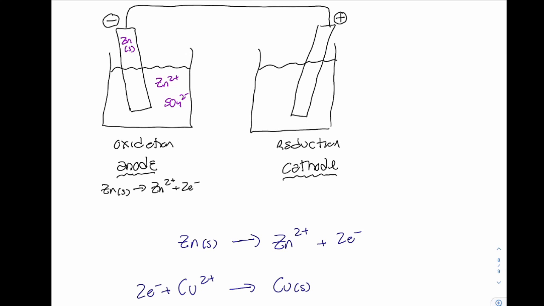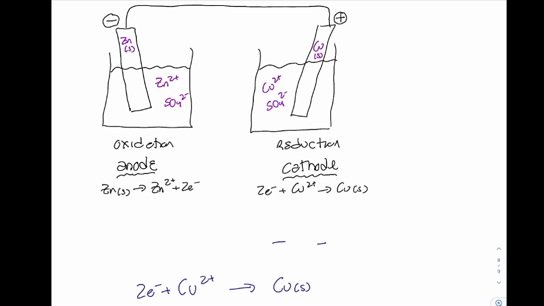Over here, I'm adding my 2 electrons to copper 2 plus to produce copper solid. So labeling my electrode, this is copper solid. And then I do have copper 2 plus ions floating around, and then also some sulfate ions.